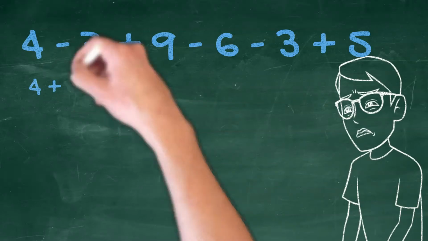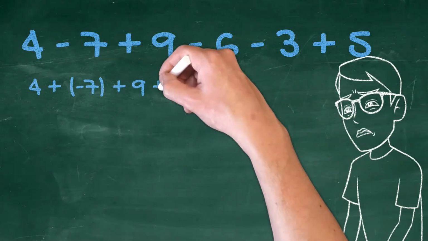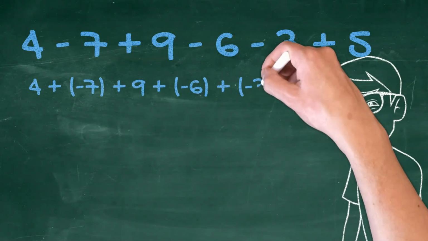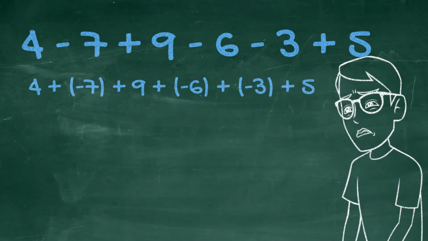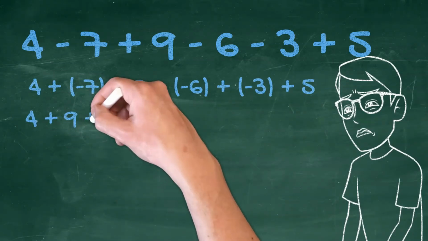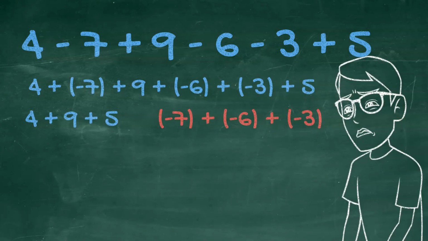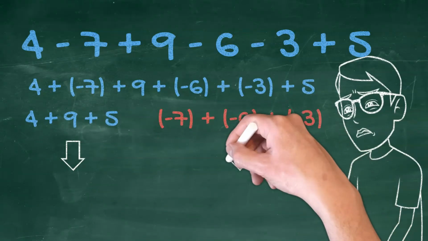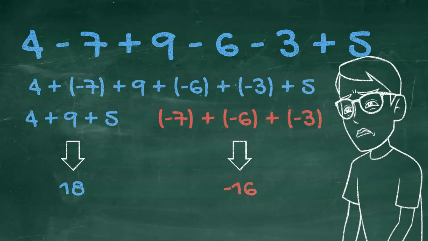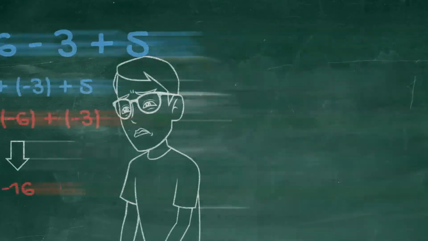Just like before, we'll rewrite this as an addition with negative numbers. 4 plus -7 plus 9 plus -6 plus -3 plus 5. Now, we'll group the positive numbers on one side and the negative numbers on the other side. Then we'll find the sum of the positive numbers and the sum of the negative numbers.